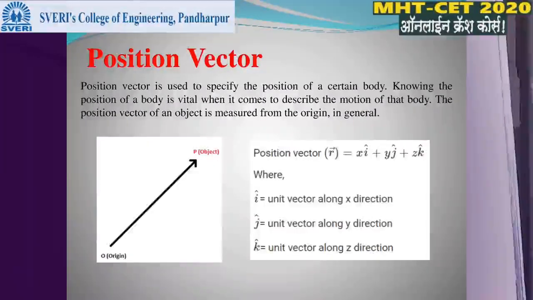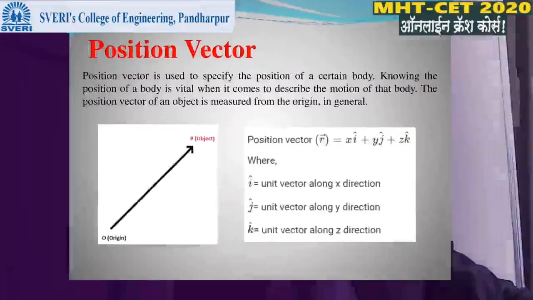So in that case, the position vector R bar is equal to x i cap plus y j cap plus z k cap, where i cap is the unit vector along the x axis, j cap is the unit vector along the y axis, and k cap is the unit vector along the z direction. This is the position vector.